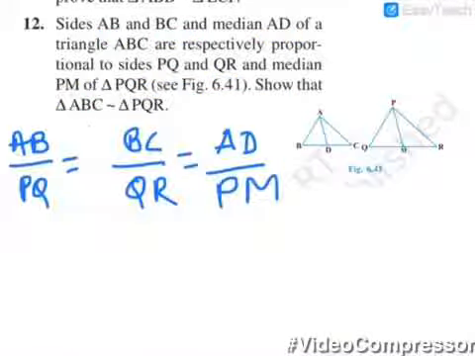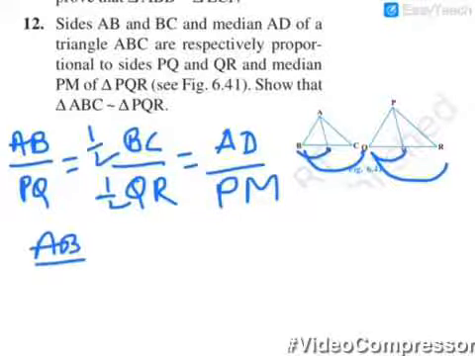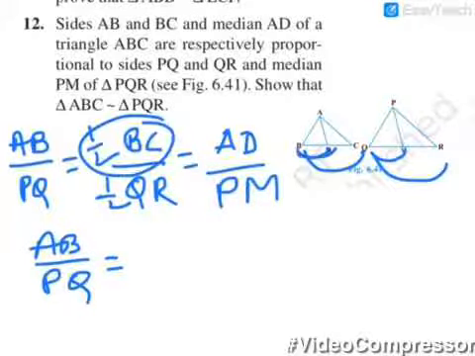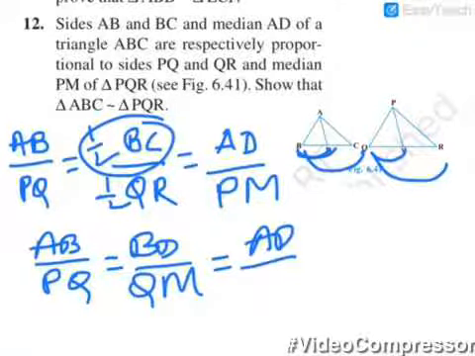So let's do it here, half of BC and half of QR. So what happens? Half of BC we get BD, because D is the midpoint since it's a median. Half of QR is QM. So let's write that again: AB by PQ is equal to half of BC. We can take BD. We can take DC also, but that is of no use for us, so we will take BD only. Similarly, QM is equal to AD by PM.